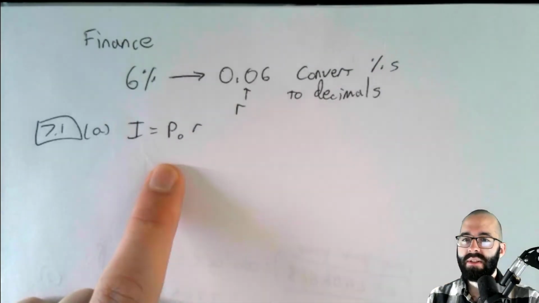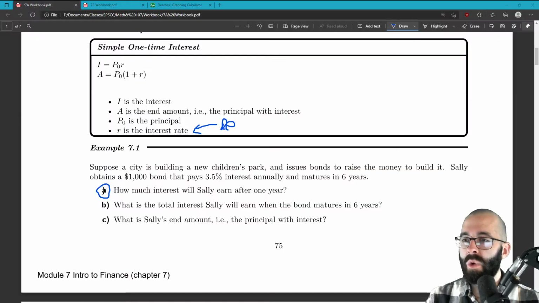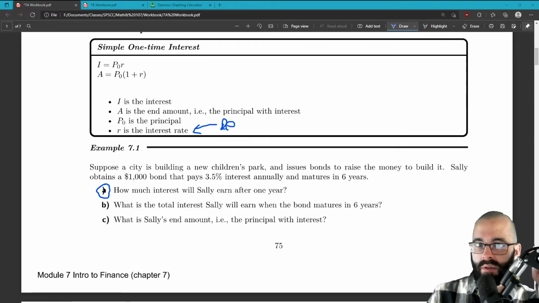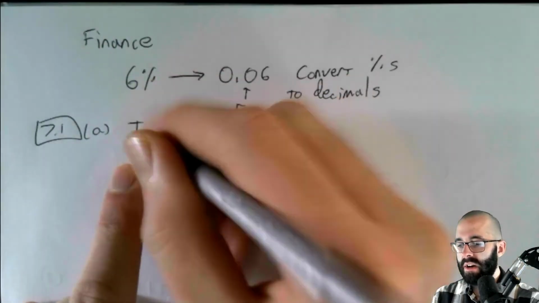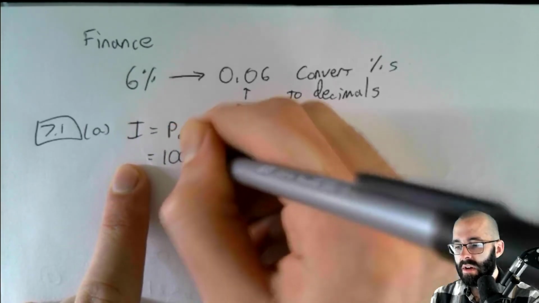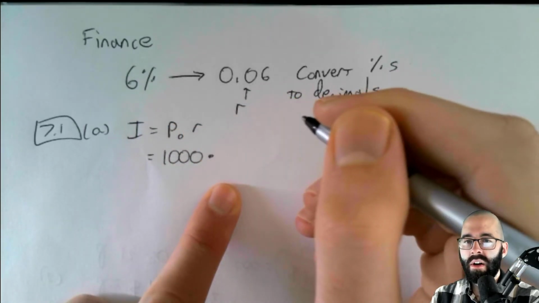P naught is that principal. What is the original loan for? It's a $1,000 bond here. That's our P naught, times our interest rate, R.